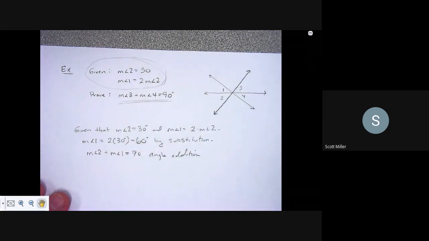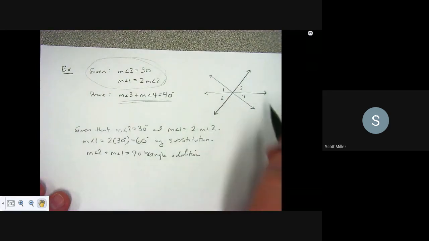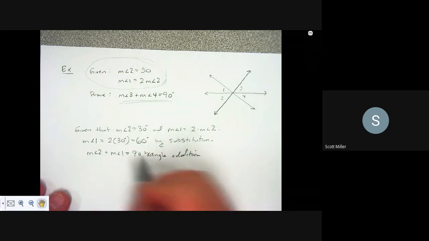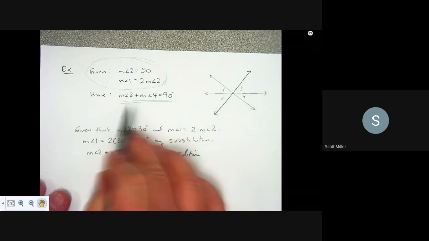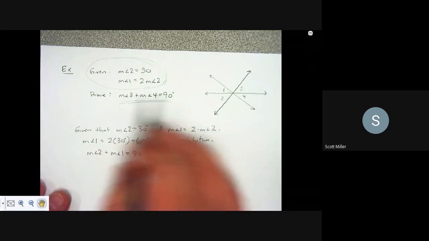Okay? Easier to write the word "by" in here, I forgot it, sorry. By angle addition. Now, what else can I look at? What else can I do? So you look at your picture, you look at your information. I've got to get this information into that information. So these 1s and 2s have to become 3s and 4s.